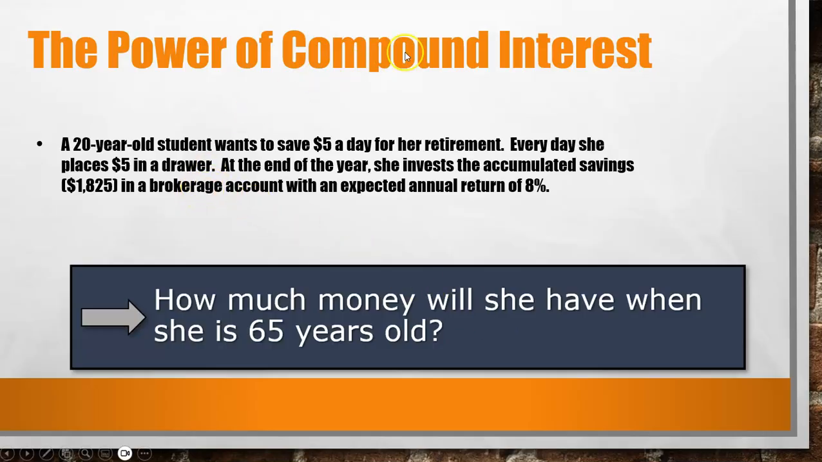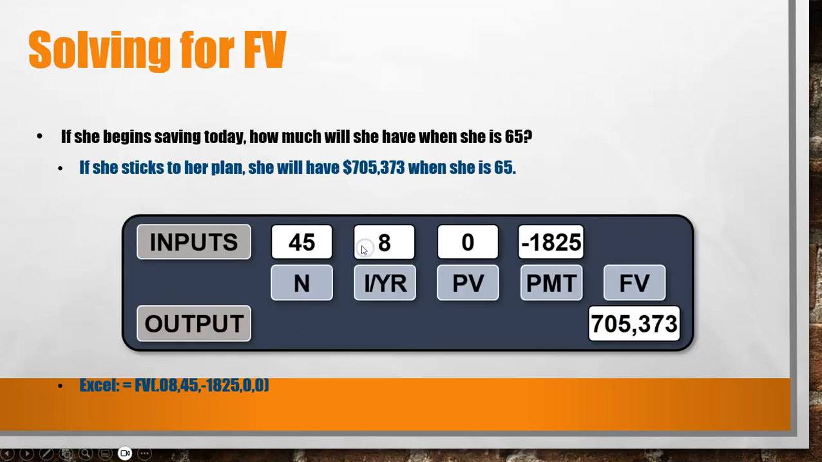So, the power of compound interest. A 20-year-old student wants to save $5 a day for her retirement. Every day she places $5 in a drawer. At the end of the year, she invests the accumulated savings, $1,825, in a brokerage account that's expected to earn 8%. Over the course of 45 years, 65 minus 20, how much money will she have? If she starts today, she will have $700,000 at the end of 45 years.